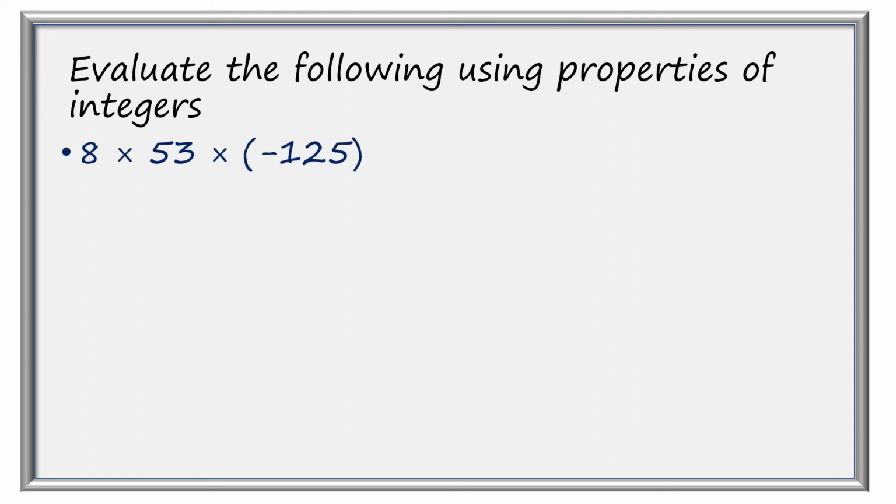So here, 8 multiply 53 multiply minus 125. If we do not use these properties, either we multiply 8 and 53 first, then multiply by 125, and it will be a very complicated and time taking calculation. Let us do it in a different way by using property.